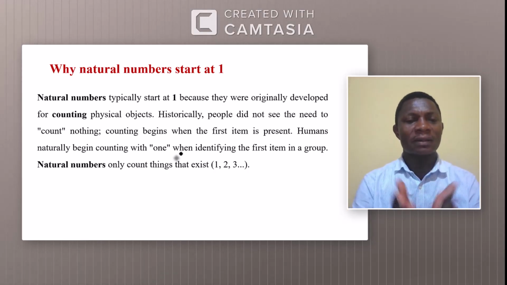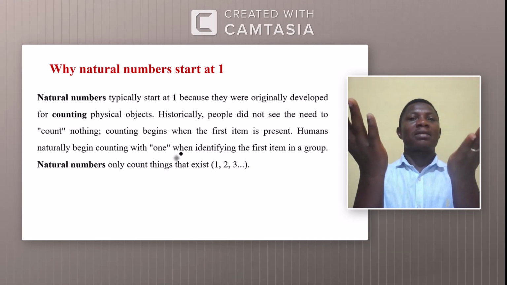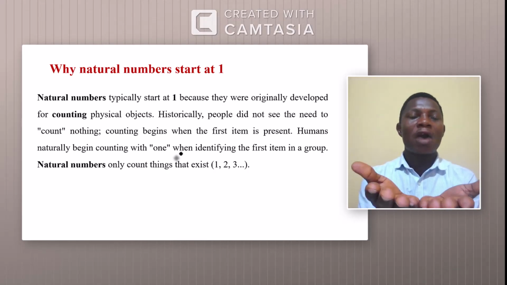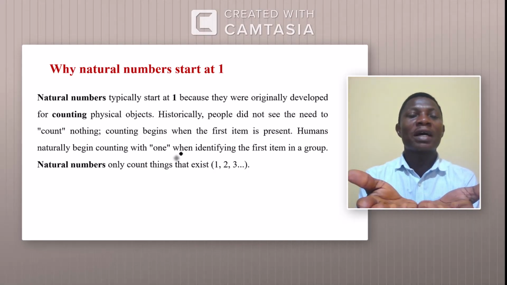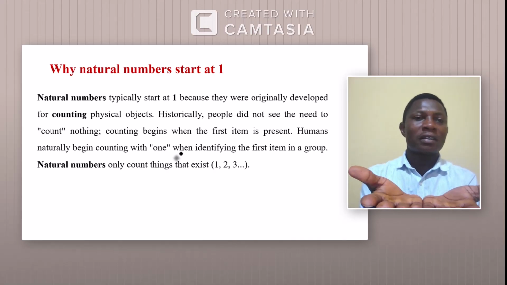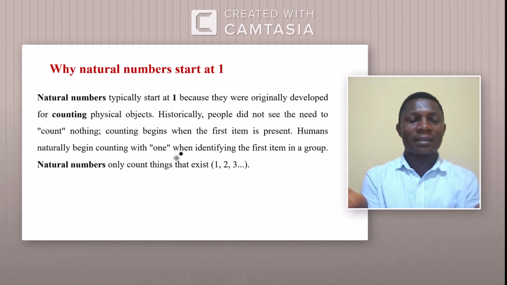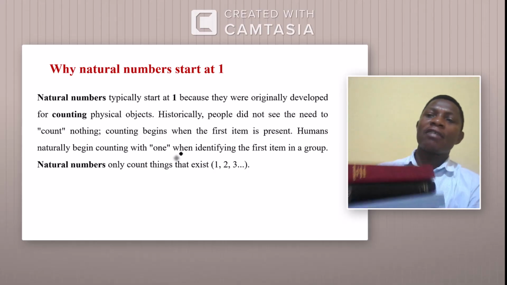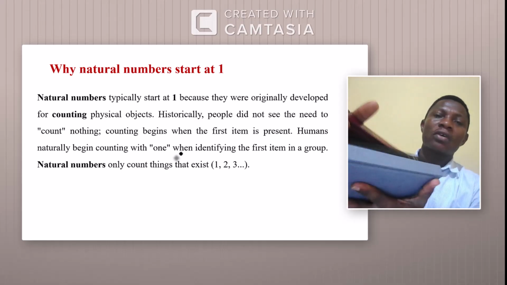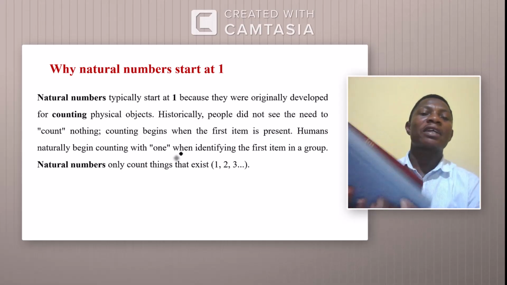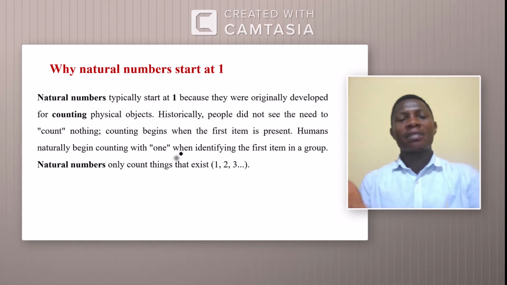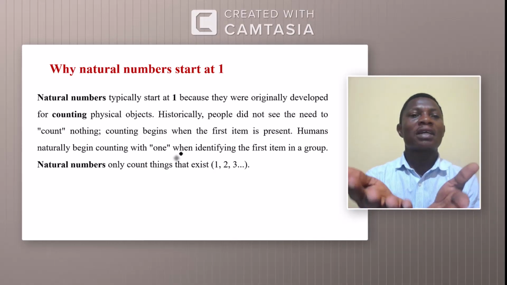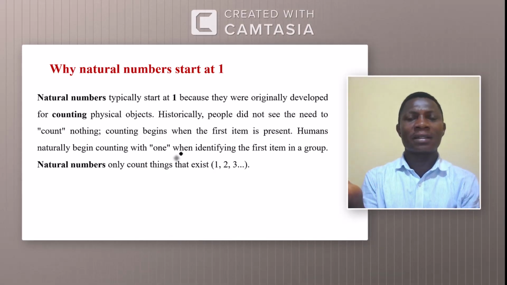But if you have nothing to count, assuming my hands are empty and somebody asks me, how many books do you have in your hand? There are no books there, so I can't count anything. But the moment there are some books, like, okay, I have one, two, three, then I can tell the person that I have three books. But if I have nothing in my hand to show, if there are no physical objects, there's nothing to count.